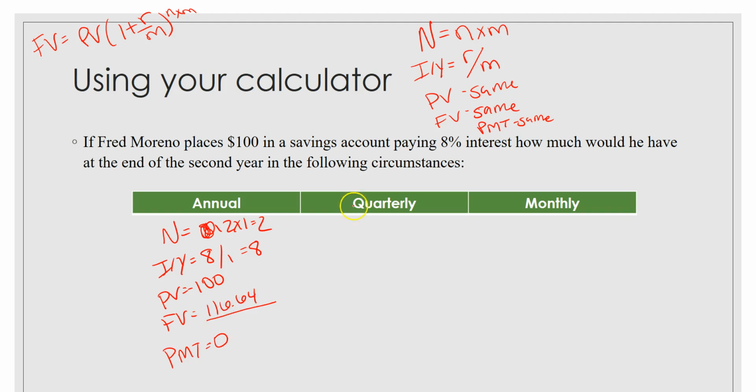Okay, so let's do quarterly. Let's talk about it first. With quarterly, our years is still 2, but our compounding frequency is 4 because there are 4 compounding periods per year. So N is 8. Our IY, our interest rate, is 8. We divide it by 4, so we have a periodic rate of 2. Present value is still that $100.